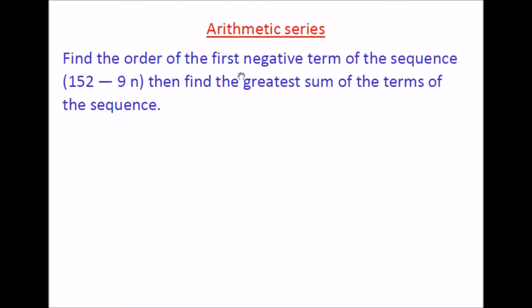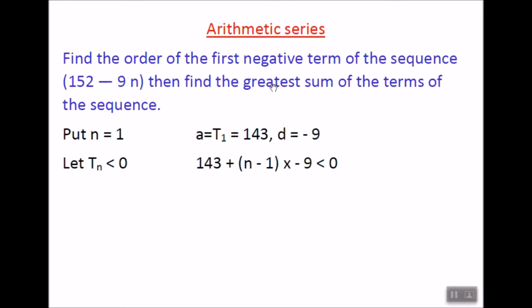Example: find the order of the first negative term of the sequence where the general term is 152 minus 9n, then find the greatest sum of the terms of the sequence. To find the first negative term, put Tn less than 0, where Tn is 152 minus 9n. This is the general term of the sequence.